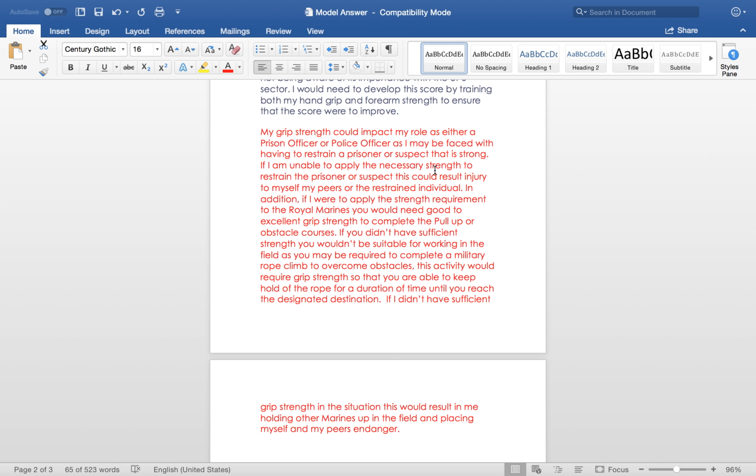In addition, if I were to apply the strength requirement to the Royal Marines, you would need good to excellent grip strength to complete the pull-up or obstacle courses. If you didn't have sufficient strength, you wouldn't be suitable for working in the field, as you may be required to complete a military rope climb to overcome obstacles. This activity would require grip strength so that you are able to keep hold of the rope for a duration of time until you reach the designated destination. If I didn't have sufficient grip strength in this situation, this would result in me holding other Marines up in the field and placing myself and my peers in danger.